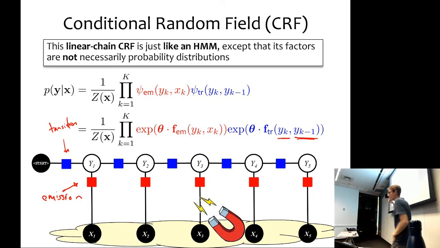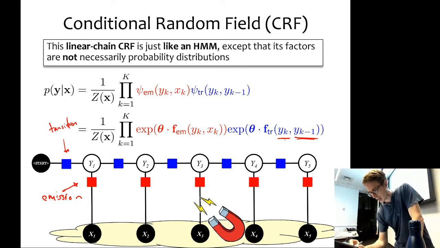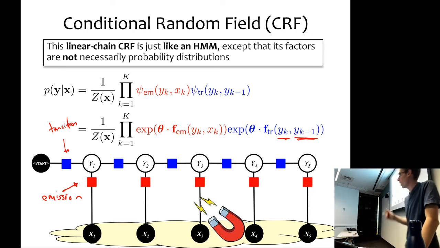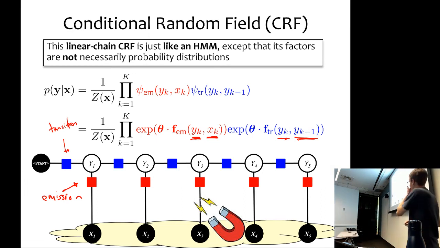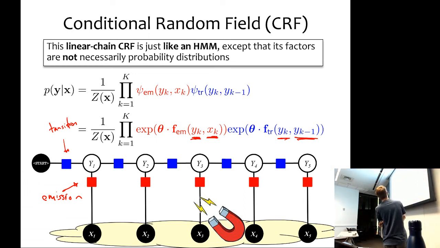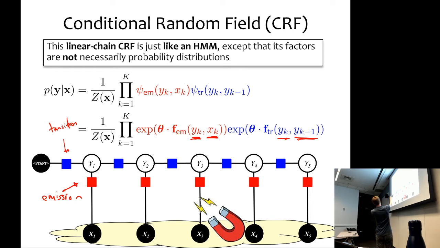Here, the transition features are only looking at a pair, yk and yk minus 1, of adjacent tag variables. And then the emission is looking at the tag variable and the corresponding word. So far, all we've done is we've got the same thing as an HMM here, except that it's globally normalized. So this is identical to an HMM except that it's globally normalized.